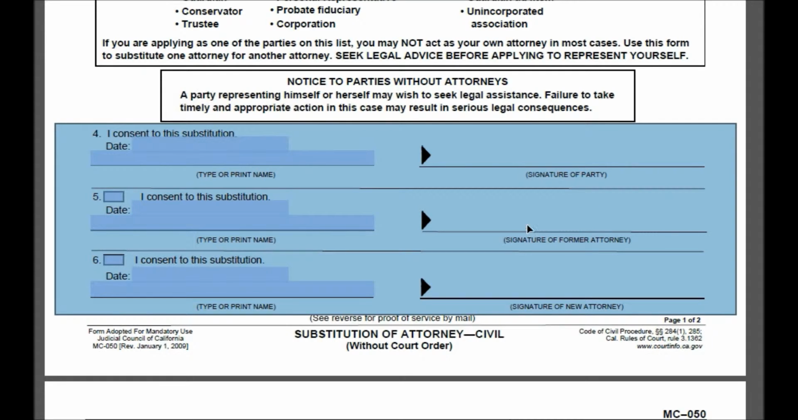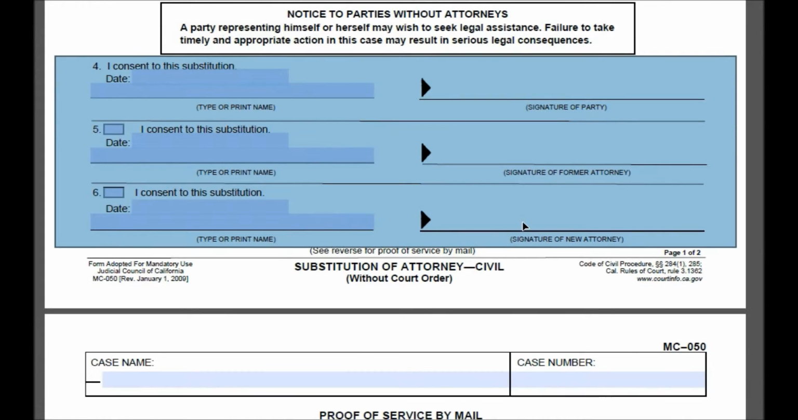Whoever the former legal representative is, maybe it's the previous attorney, maybe it's the client themselves. If they didn't have an attorney before, they would have to sign here. And obviously whoever signs here has to type or print and date over here on the left. And then the new representative, whoever that happens to be, maybe it's the party themselves if they're continuing on their own, or maybe it's the new attorney that they are hiring to take over the case, that new representative has to sign at the bottom triangle.